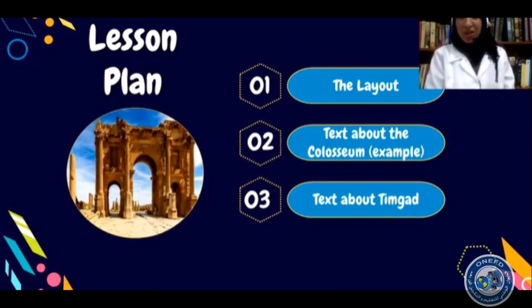So in this session we are going to deal with the layout of writing a text about the historical town Timgad. Second, we are going to write a text about the Colosseum as an example. And third, we are going to write the text about Timgad using the fact file. So let's begin.